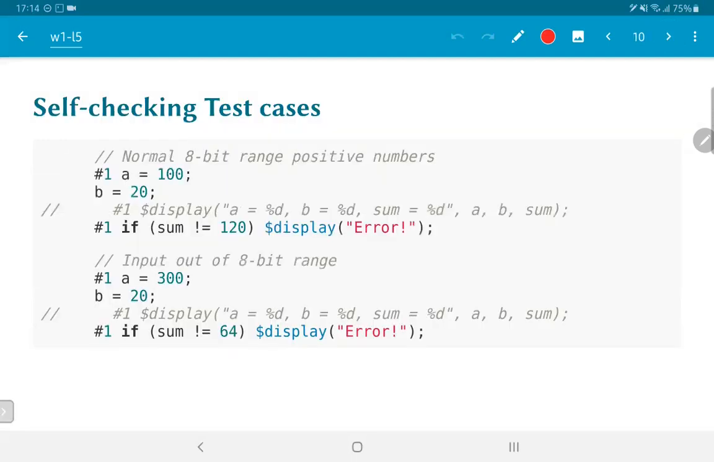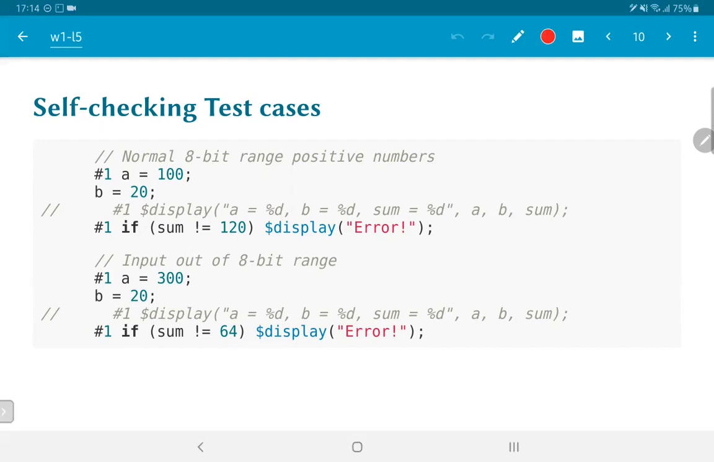What we have over here is the concept of something called a self-checking test case. For example, I know that if A is equal to 100 and B is equal to 20, the two inputs that I have over there, the output should be equal to 120. And therefore, I can put in a line over here which says that if sum is not equal to 120, do something, display an error or increment a count or something which basically indicates that something went wrong.